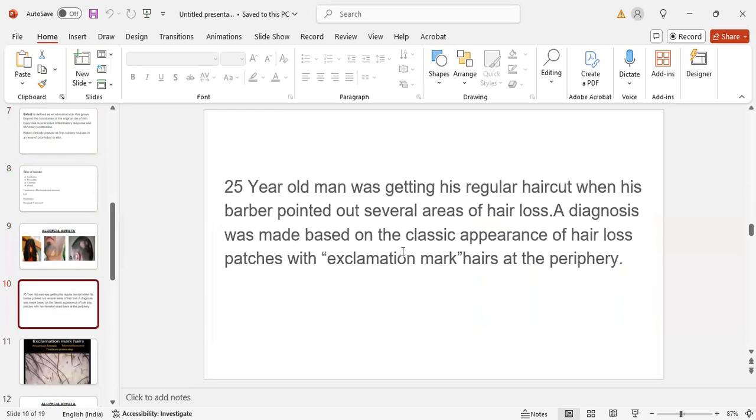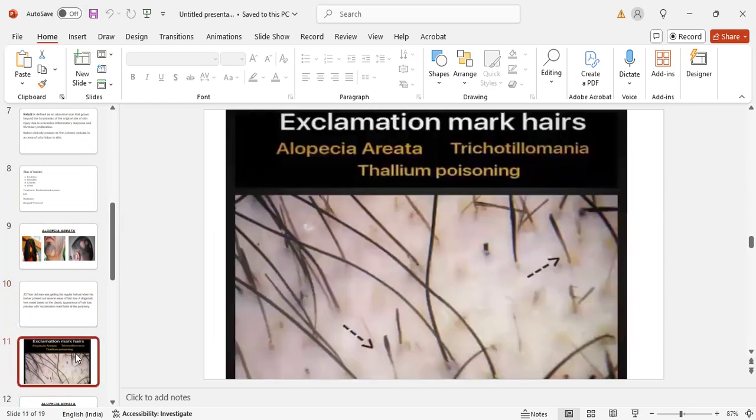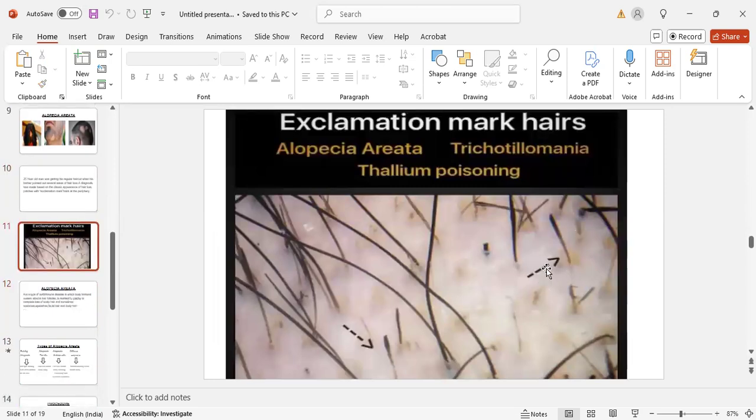So when you're examining any patient with hair loss, you have a dermoscope with you. When you look with a dermoscope, a typical mark, the exclamation mark, will be seen in patients of alopecia areata. So I've pointed it out here. Can you see the exclamation mark?